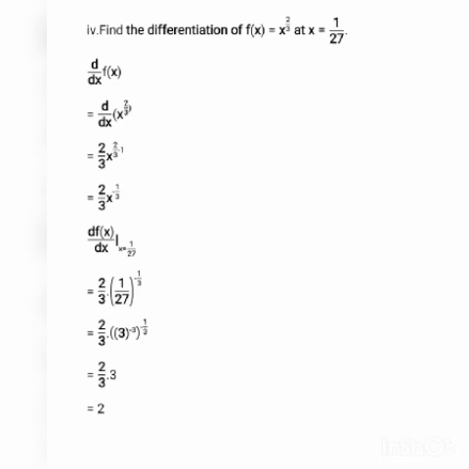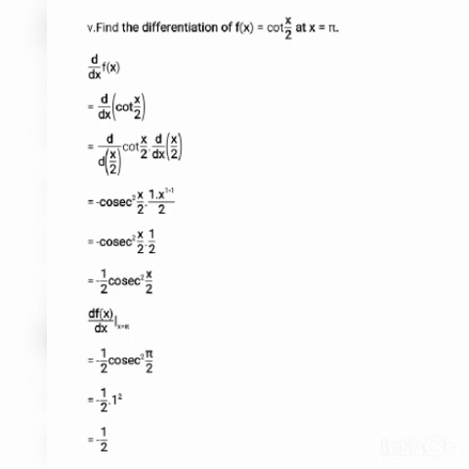Our next problem is find the differentiation of f(x) equal to cot x by 2, where x equal to pi. Now to find the differentiation of cot x by 2, we will use the formula of differentiating a function which is also a function of x. Here x by 2 is f(x) and cot x by 2 is g of f(x). So to find d/dx of cot x by 2, we will write d/d(x by 2) of cot x by 2 into d/dx of x by 2.